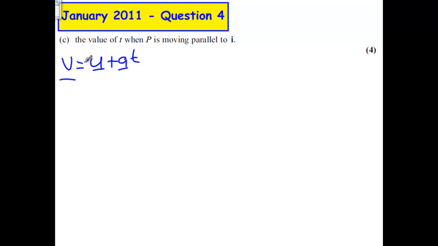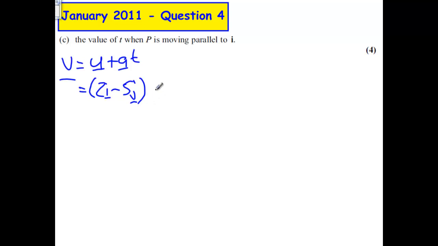And this can be used to write a general vector for the velocity of p at any given time. So it depends on time. And if time changes, then obviously the velocity changes. So as before, the u is the initial velocity, so time at t equals 0. So that's 2i minus 5j.